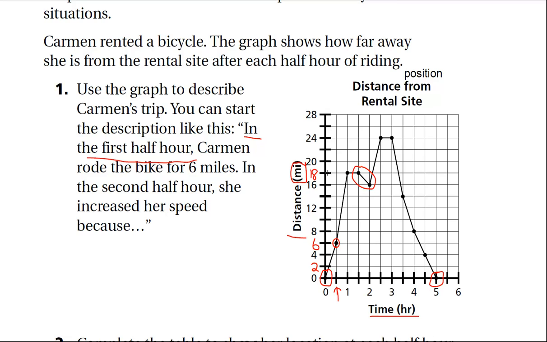Well, she went from 18 miles away to 16 miles away, so she backtracked a little bit. She went backwards. And then she went further away again, another rest right here, and then the rest of this is her returning and making her way back to the rental place. So that is what this graph is showing. And the first question just asks that you describe what Carmen's doing. Alright, let's move on.